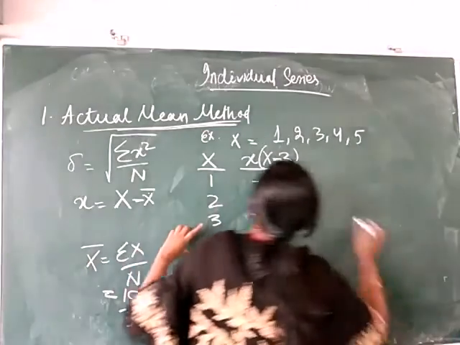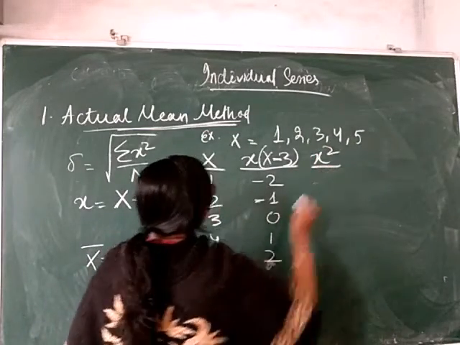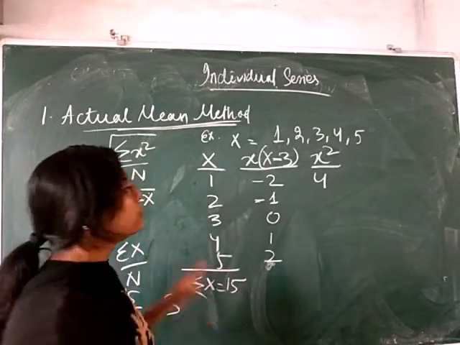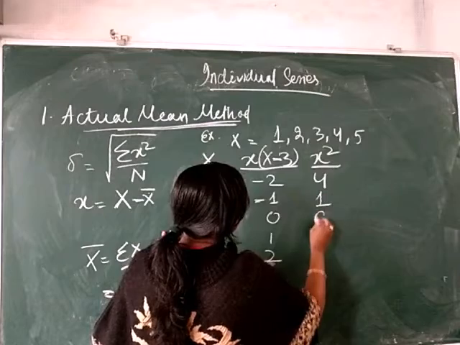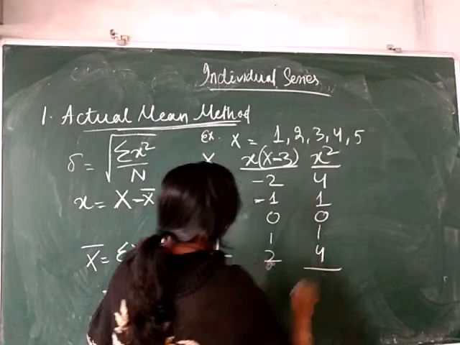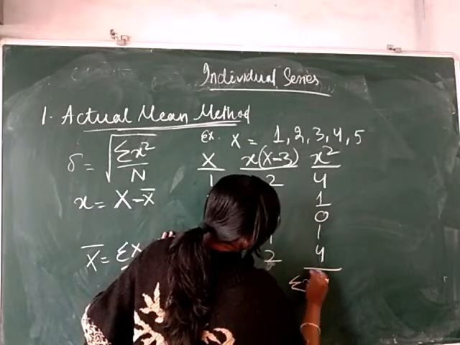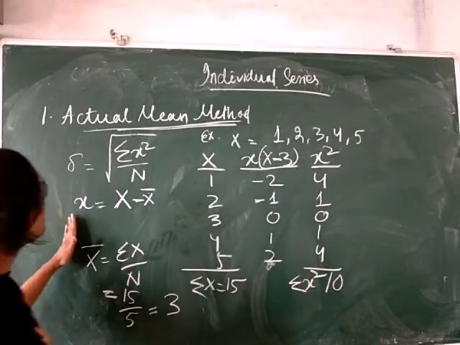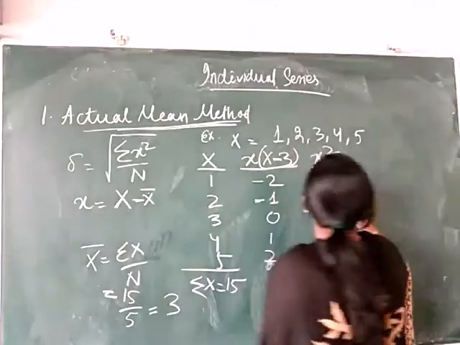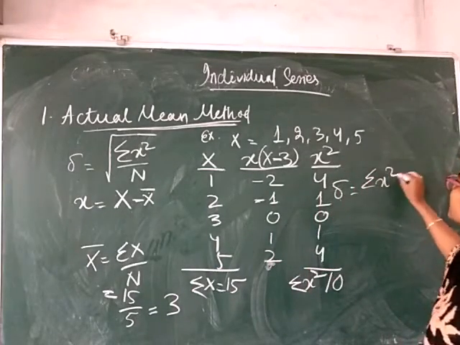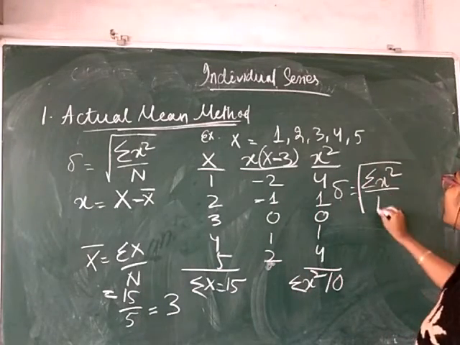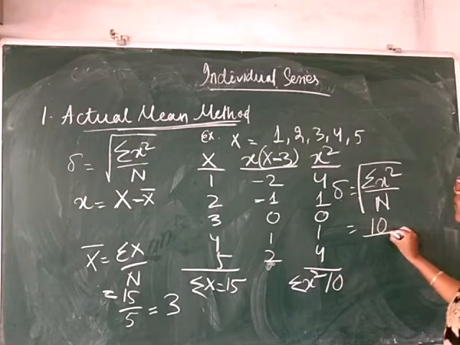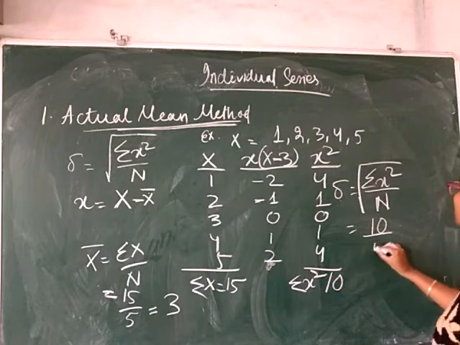Now we compute x square. So x square will be, first, minus 2 into minus 2, that will be 4, then 1, then 0, then 1, then 4. Now we compute the summation of x square. The summation of x square will be 10. Now we put the formula of standard deviation, that is sigma equals square root of summation of x square by n. So summation of x square equals 10 whole divided by n equals 5.